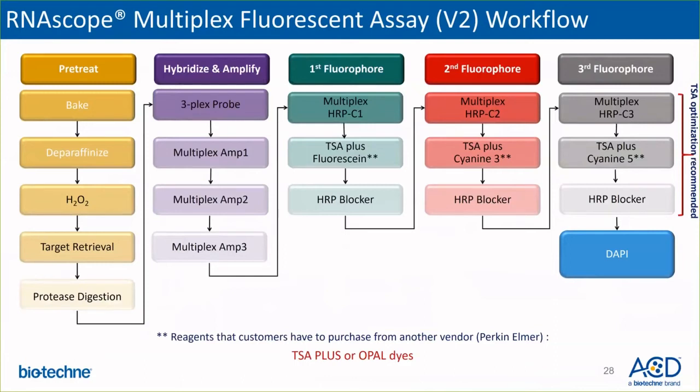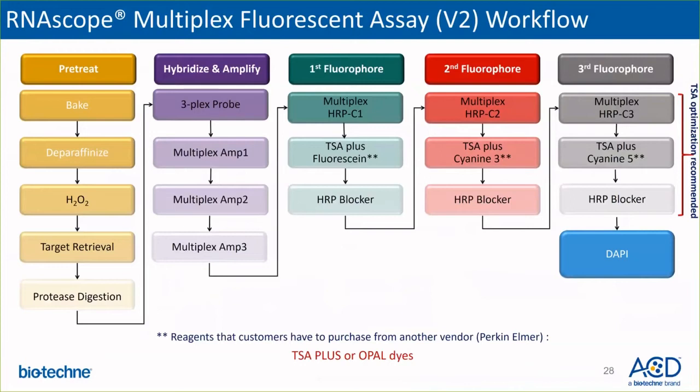So continuing on to the RNAscope multiplex V2 assay. Here is a more detailed workflow for the multiplex fluorescent V2 assay. Similar to the previous workflow diagram, pretreatment is completed first, followed by the target probe hybridization and subsequent amplification steps. This differs from previously mentioned fluorescence assay as each channel is developed sequentially.